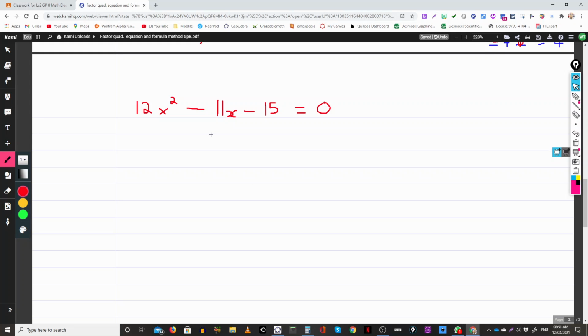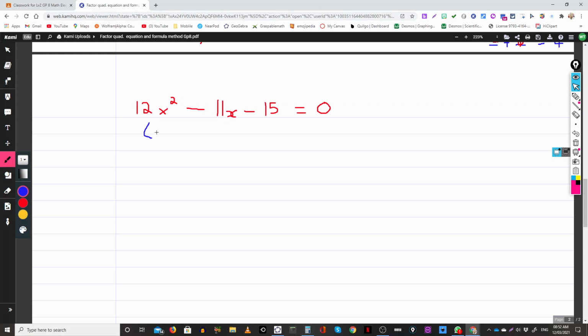Okay, now we're going to do the same thing. The first one, make sure that it is in standard form. It is in standard form. So then we're going to factor them. We're going to factor the equation.